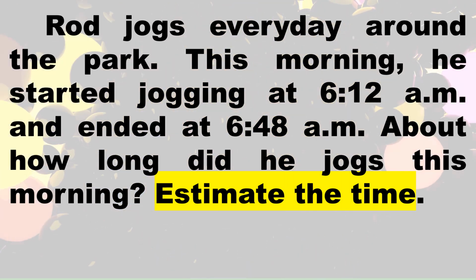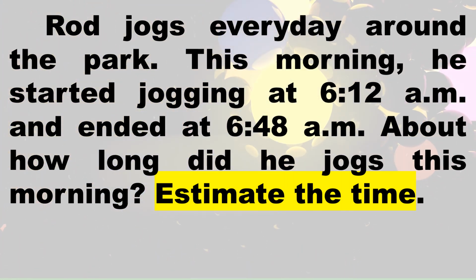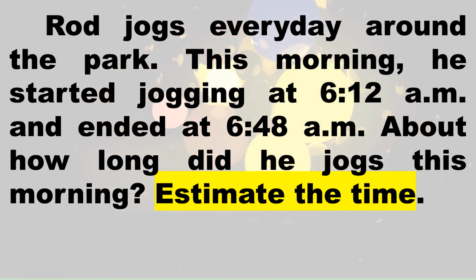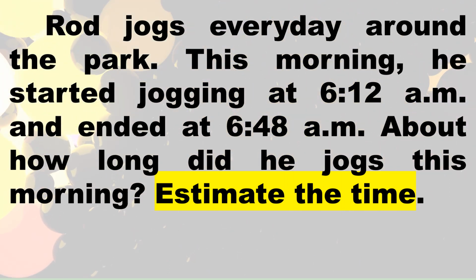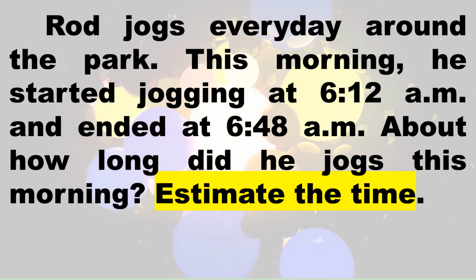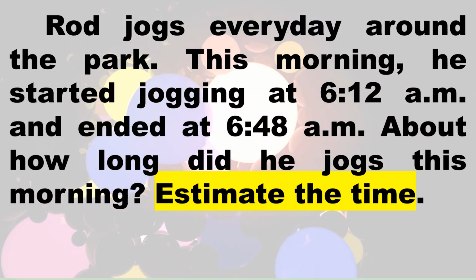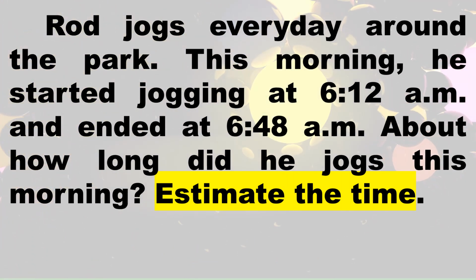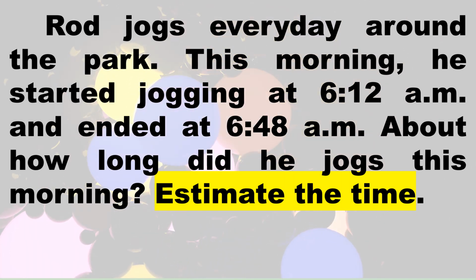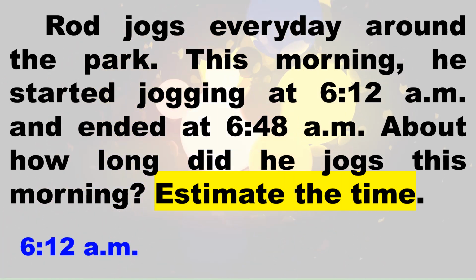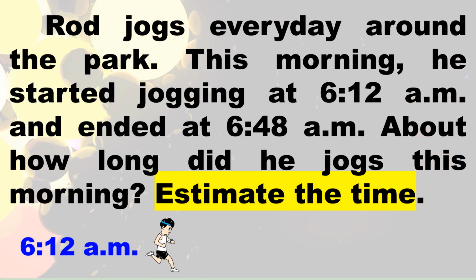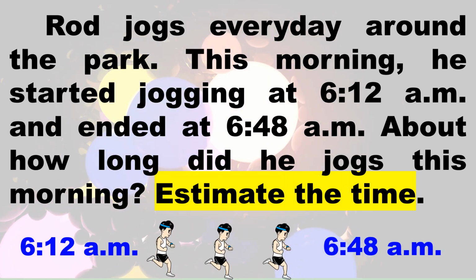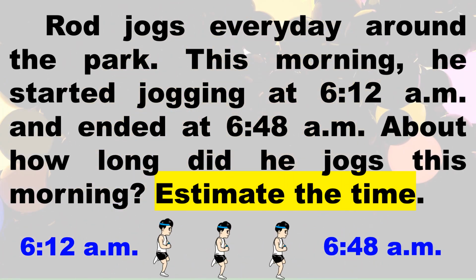Okay, let us solve this problem. Rod jogs every day around the park. This morning, he started jogging at 6:12 a.m. and ended at 6:48 a.m. About how long did he jog this morning? So the question is about how long did he jog this morning? And the given are 6:12 a.m., when Rod started jogging, and 6:48 a.m., when he ended.